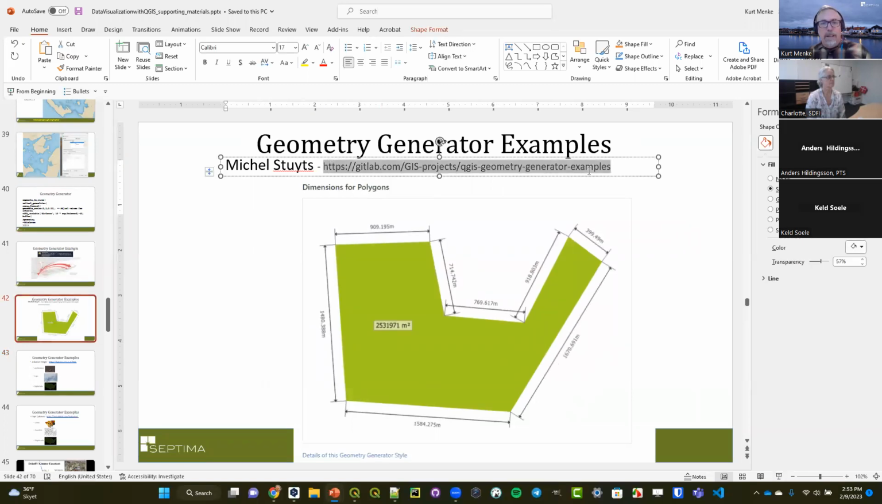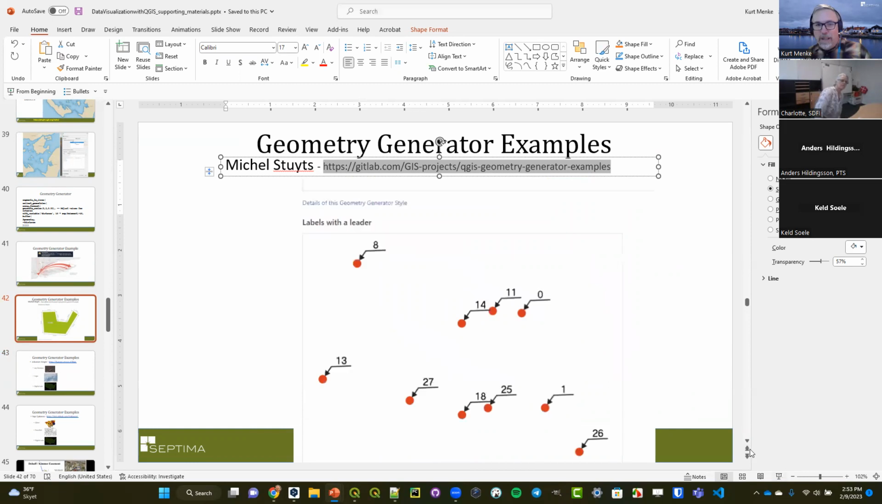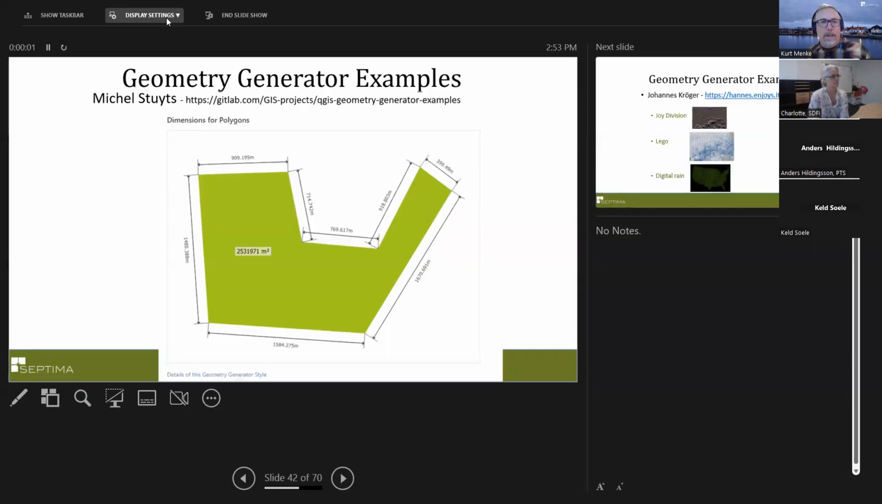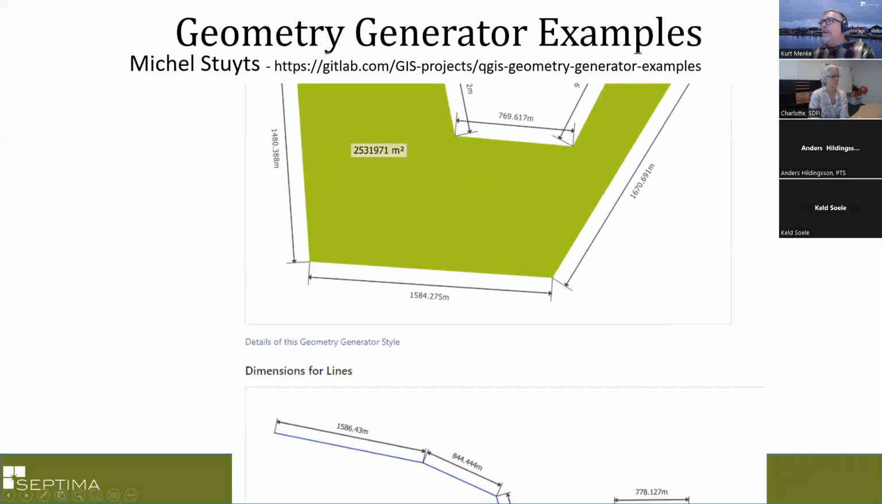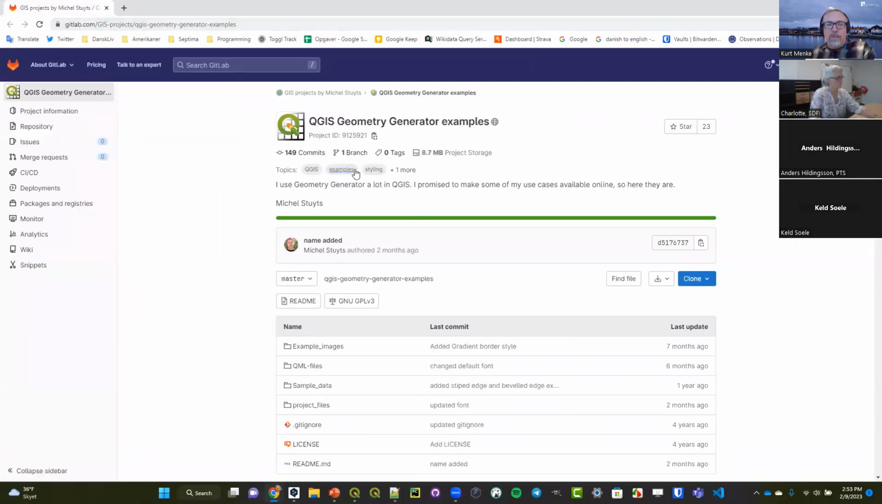This is a GitLab repository by this gentleman, Michael Stutz, and he is a geometry generator wizard. He does a lot of interesting things with them. And I have kind of an animated GIF here of scrolling through this page, starting with this one. And maybe I should actually just go to the web page and show you this instead. So this is the link I just pasted in the chat.